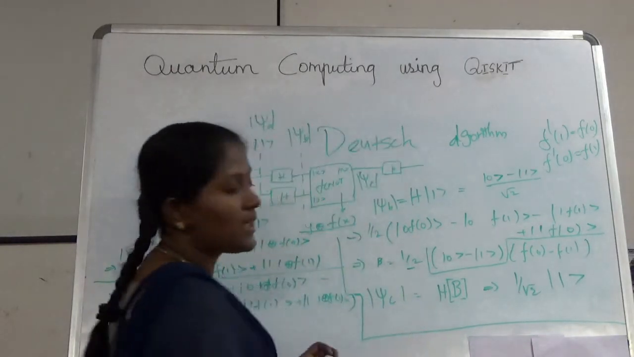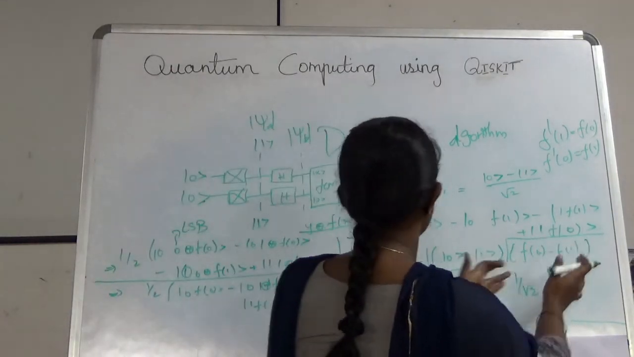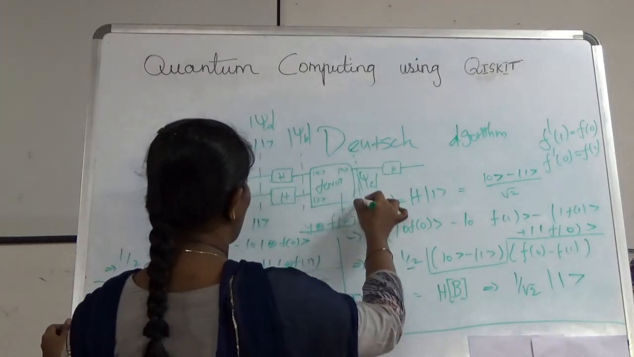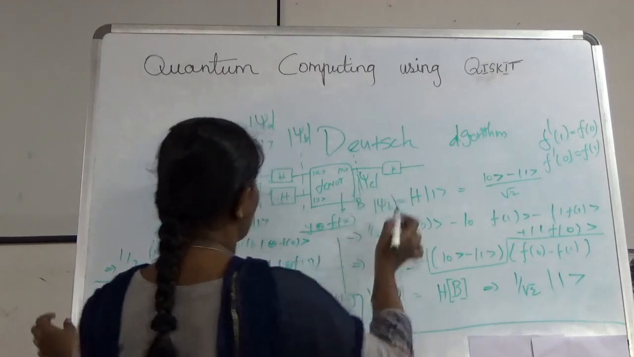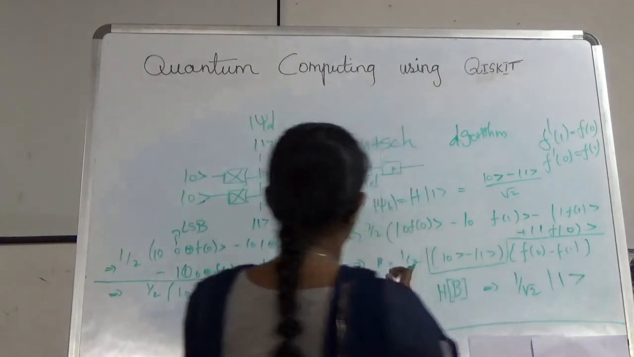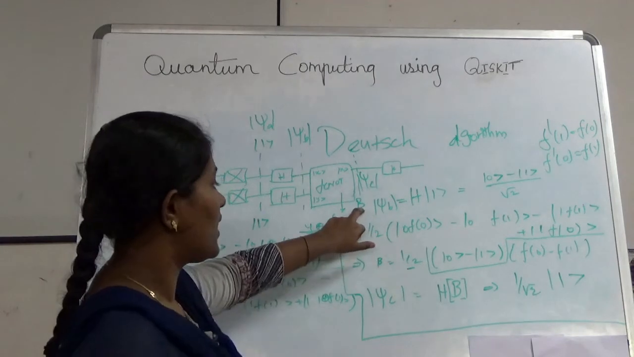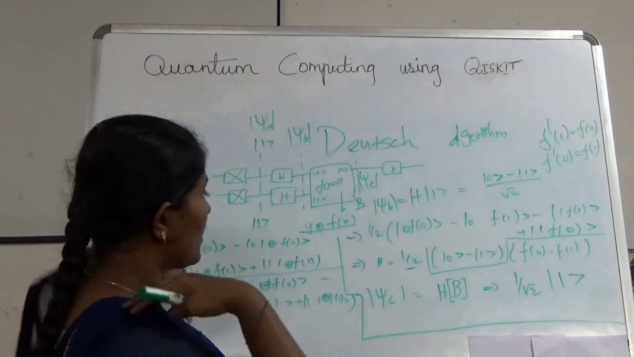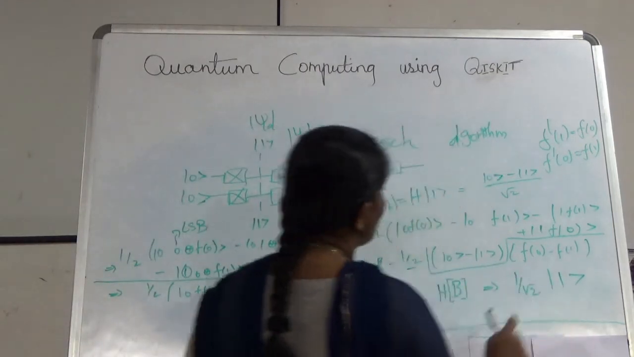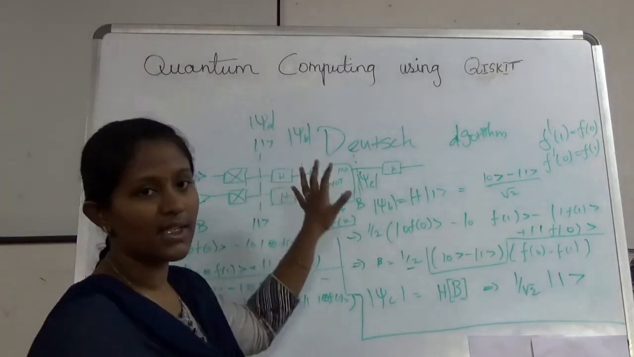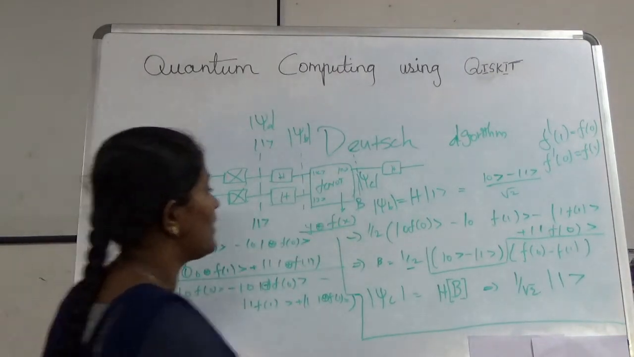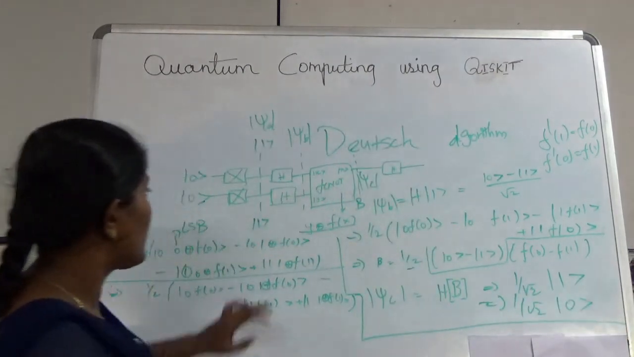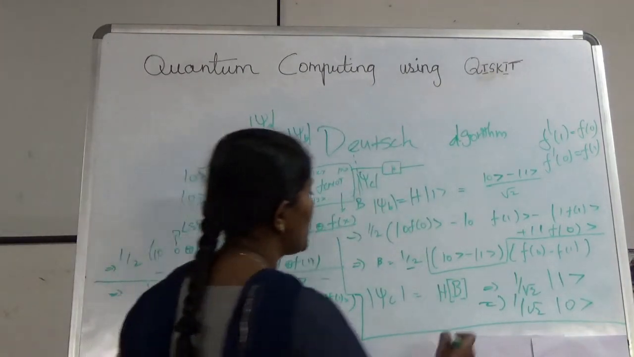Then we separate the constants and functions. Here the output will be b. Let's take this as b. Here the output will be b in the format of this. If we subject this to a Hadamard gate, we get 1 by root 2 of 1, which indicates that the function inside the black box is balanced. If we get 1 by root 2 of 0, then the function inside the black box will be constant.